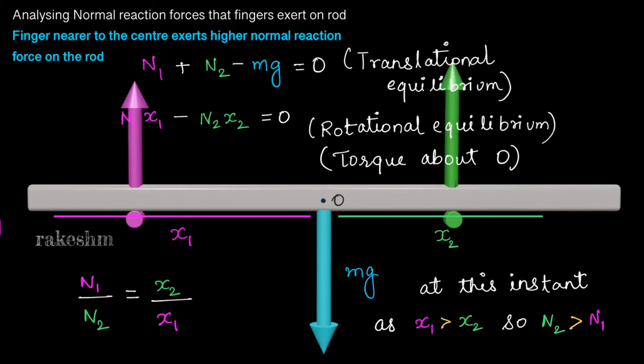I will play the schematic once again, and one more thing I want you to observe. When x1 is equal to x2, when both fingers are at equal distances from the center, N1 is equal to N2. So I'll play it once more, you just observe it.